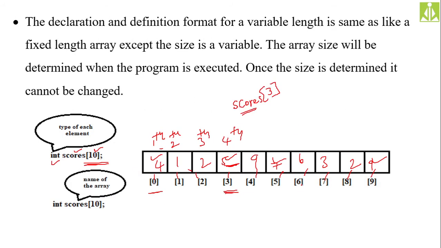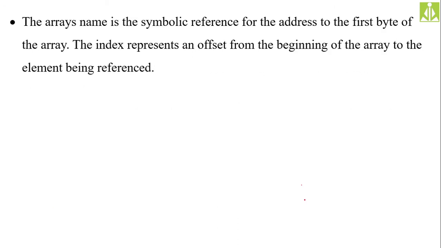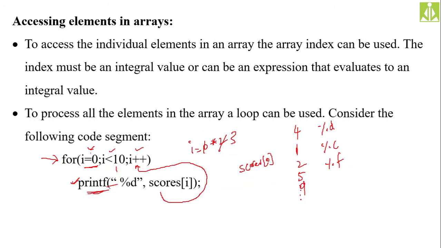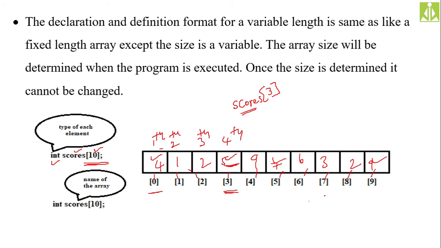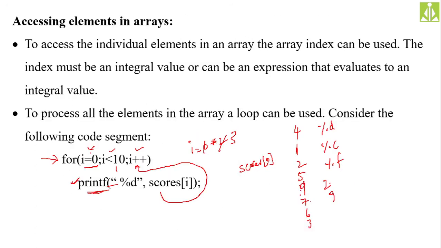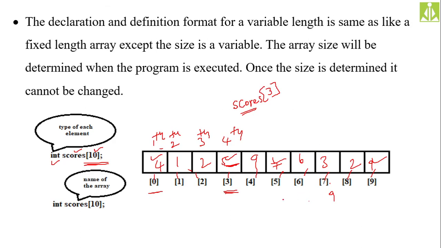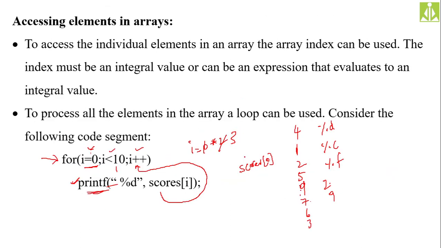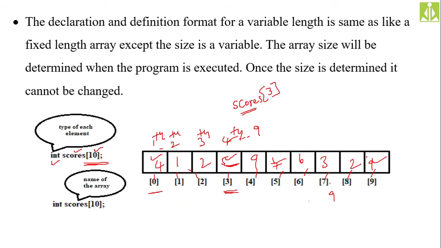After 5 we have 9, 7. So scores of 4, 9. Scores of 5, 7. Scores of 6, 6. Scores of 7, 3. Like this it will print all the values. So scores of 8, 2. And then it will print scores of 9, that is 9 only. After printing this last element, what will happen? When it is printing the last element, the i value will be 9, because of that reason only it will print scores of 9.